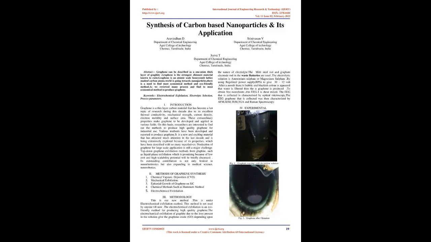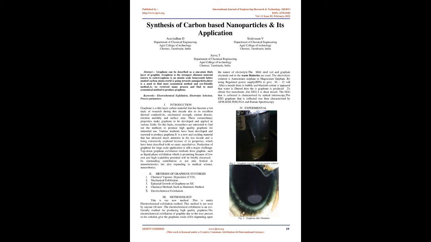Synthesis of carbon-based nanoparticles and its application. Abstract: Graphene can be described as a one-atom thick layer of graphite. Graphene is the strongest, thinnest material known to exist. Graphene is an atomic scale honeycomb lattice made of carbon atoms.